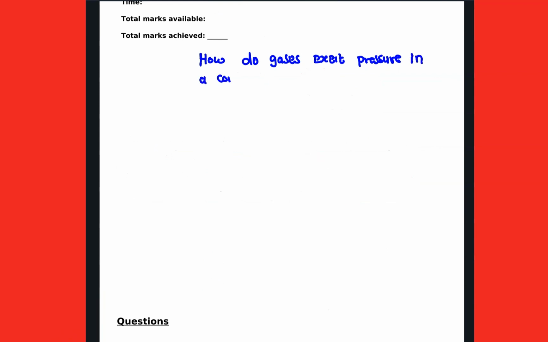There is another section here. I just felt that I have to share this with you. How do gases exert pressure in a container? This is a very, very important question that you have to know for the purpose of your exam.